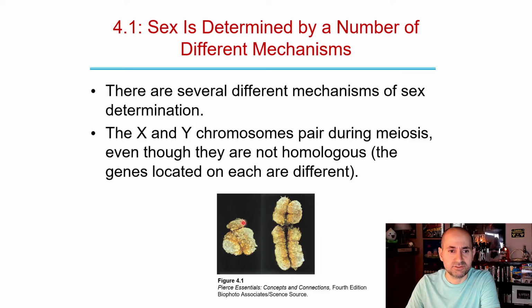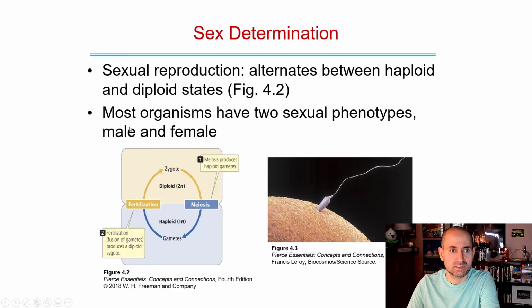So again, you have sex chromosomes, the X and Y. During meiosis, the X and Y chromosomes can pair. Even though they're not homologous, they can still pair at the telomeric regions. And during sexual reproduction, when you have meiosis to form the gametes, remember the gametes are haploid. Those gametes come together during fertilization to form the diploid zygote, and the life cycle continues this way.